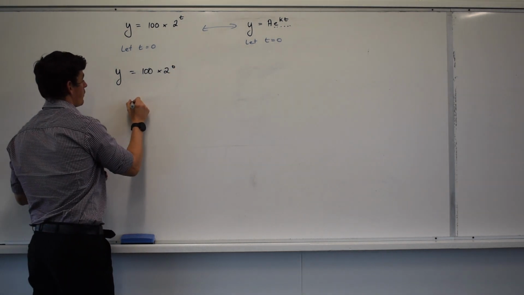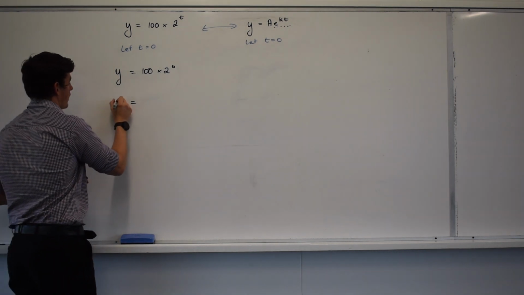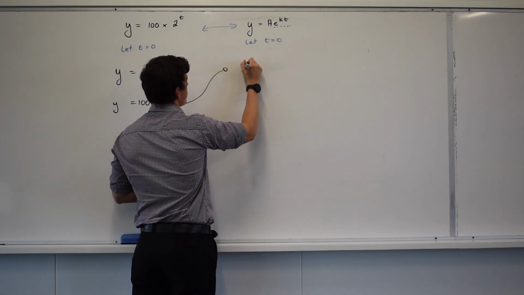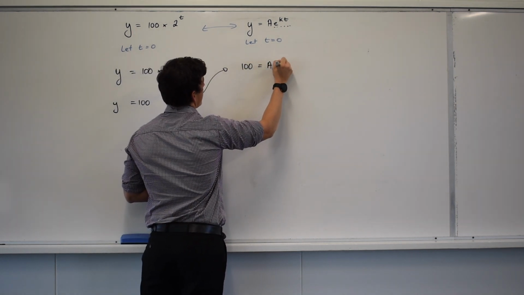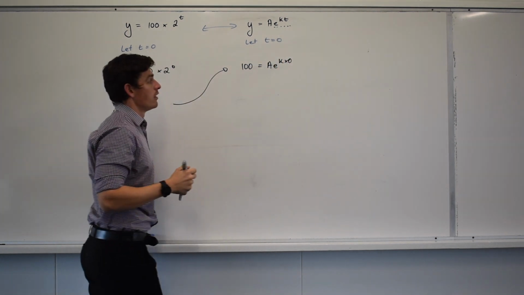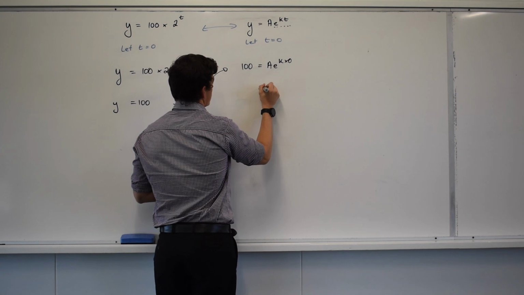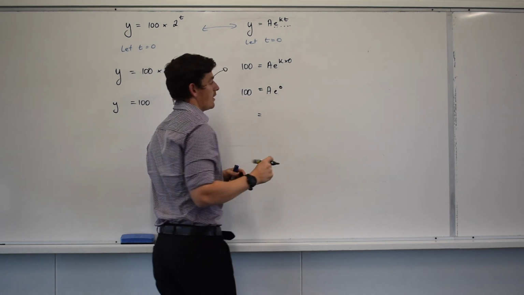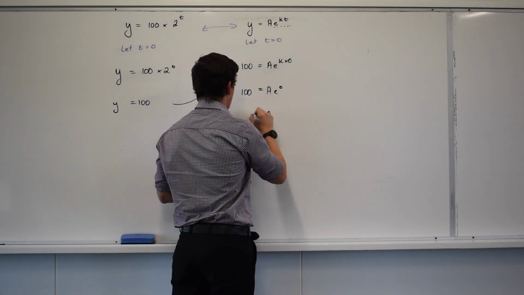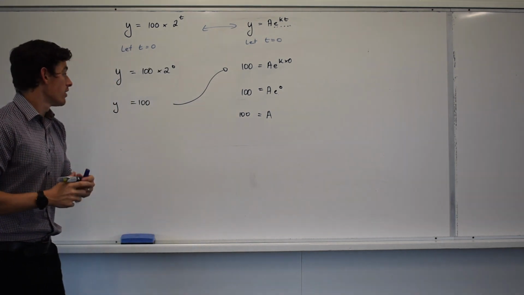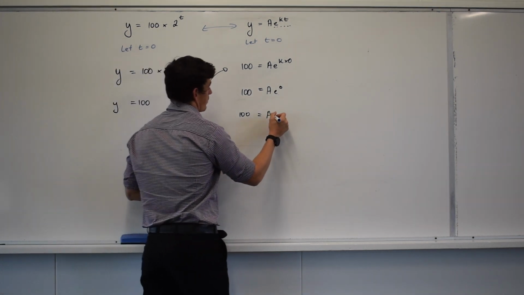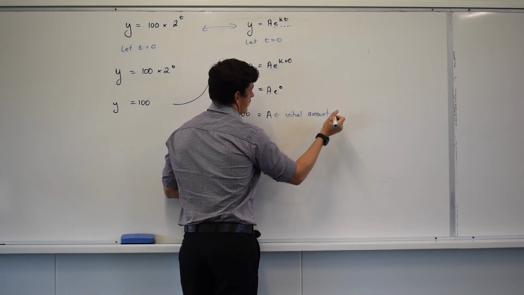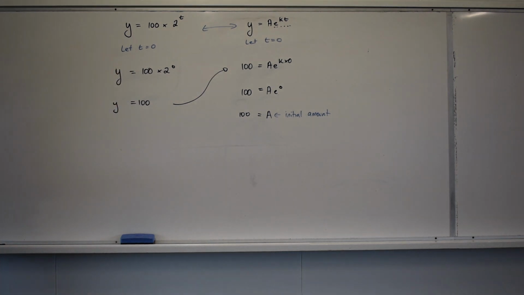We know that anything to the power of 0 is 1, so we get y equals 100. Now we can shove that up into this part here, so we get 100 equals a e to the power of k times 0. K times 0 is 0, so we get 100 equals a times e to the power of 0. E to the power of 0 is 1, so a equals 100. That's quite simply our initial amount. So these are both our initial amount, and we know that because anything to the power of 0 is 1.